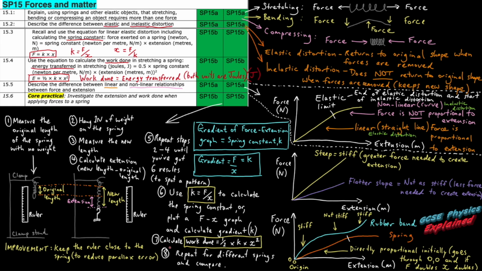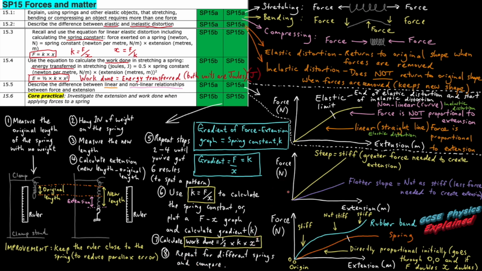Just in case you haven't got the 6 marks already, or they're very specific and they say they want you to get the work done, make sure you put the work done equation in. Tell them that you're going to calculate the work done, so half k x squared, and then even tell them repeat for different springs and compare. Now don't just say repeat, you've got to say repeat and compare.